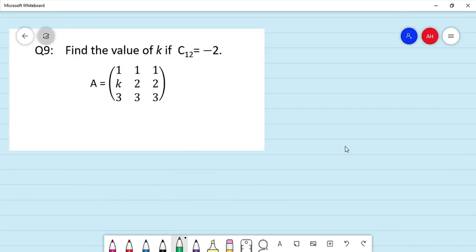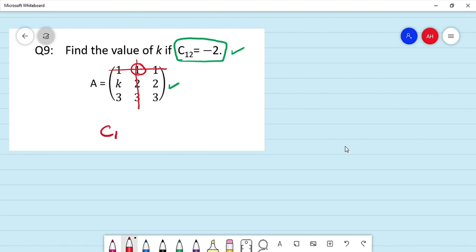Here is question number 9. Find the value of k if the cofactor at position 1, 2 is equal to negative 2. We are given this information and the matrix A is given like this. I hope you still remember how to find the cofactor of a matrix. It is given in this problem that the cofactor at position 1, 2 is equal to negative 2. So what we have to do is, at this position, that is position 1, 2, row number 1 and column number 2, the position 1, 2 is not this number 1.